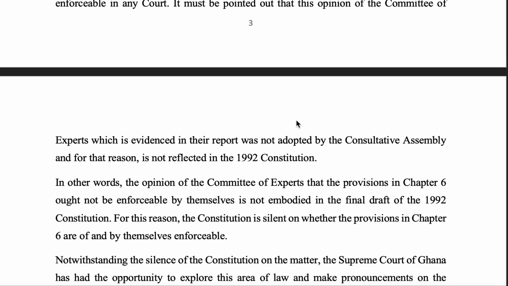In other words, the opinion of the Committee of Experts that the provisions in Chapter 6 ought not be enforceable by themselves is not embodied in the final draft of the 1992 Constitution. For this reason, the Constitution is silent on whether the provisions in Chapter 6 are of and by themselves enforceable.